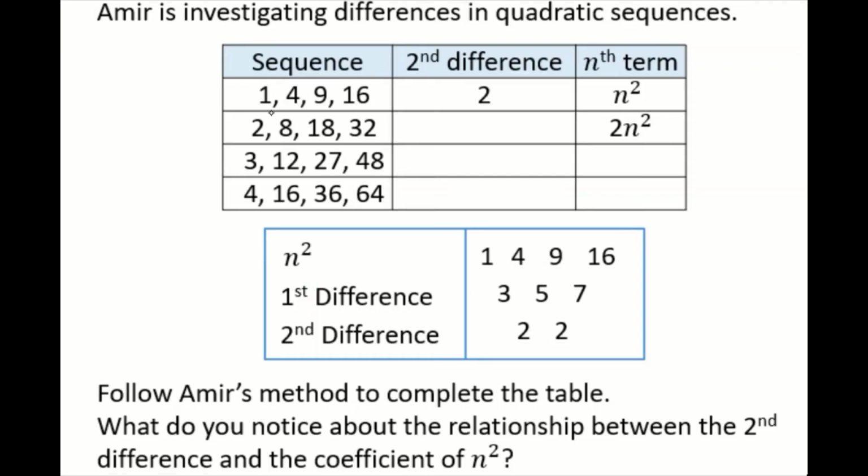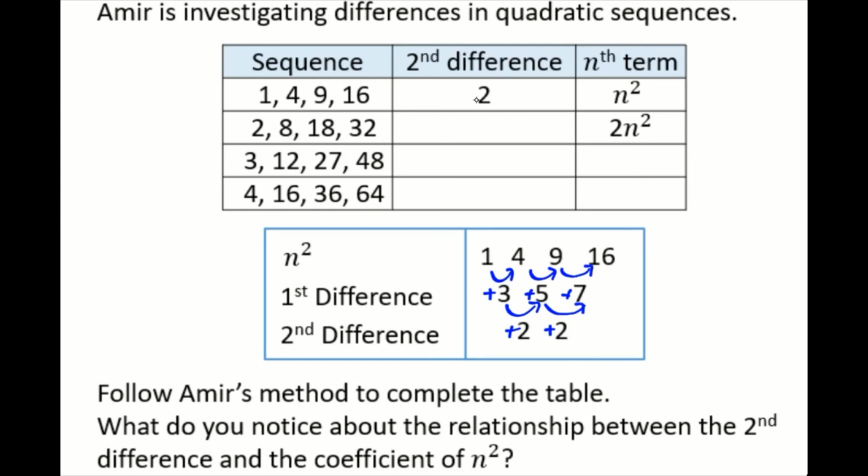These are called quadratic sequences because they're related to square numbers. So if we start with n squared, 1 squared, 2 squared, 3 squared, 4 squared, the first difference is the number that we're adding on each time. So in this case, the first difference was 3, 5, 7. Then the second difference is if you have a look and see what you're adding on between these numbers. And in this case, we've had 2.